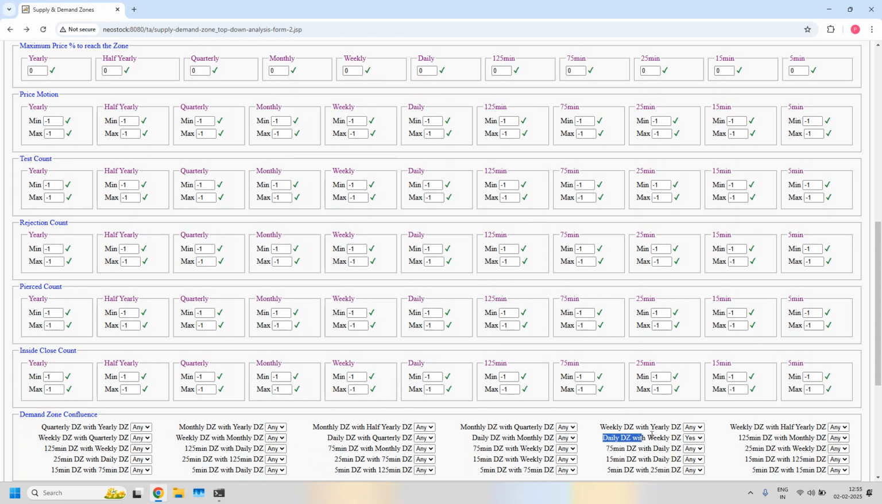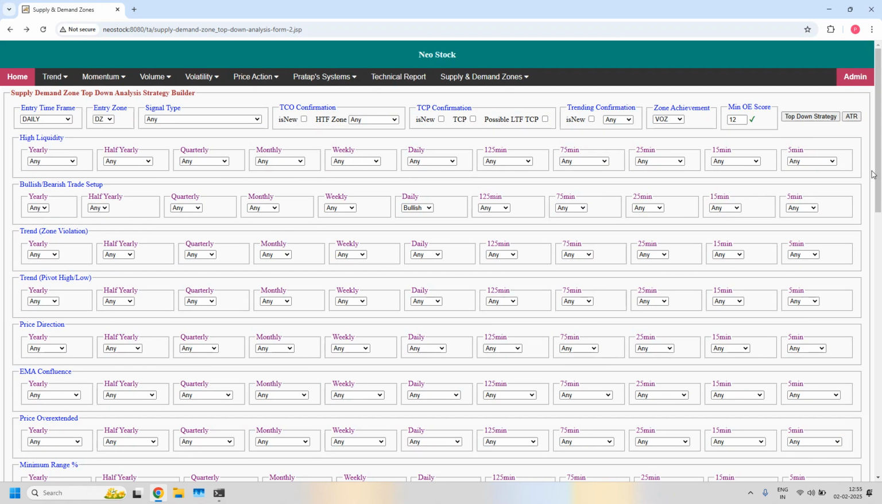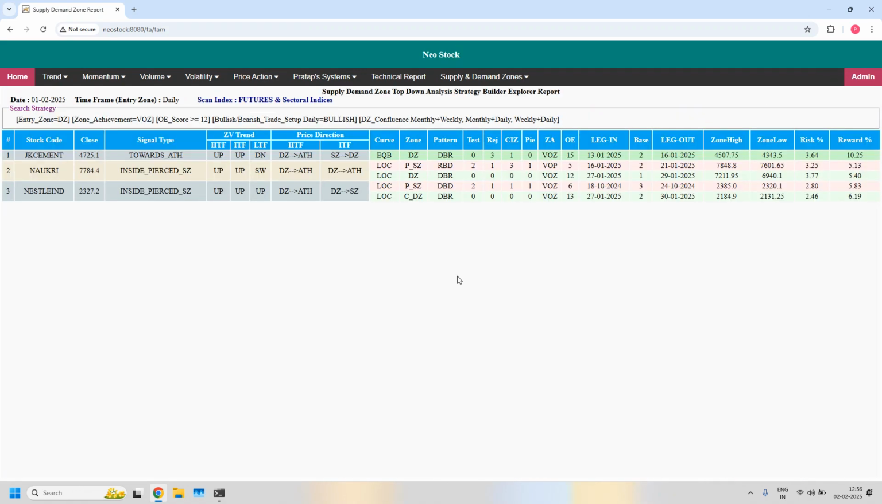First filter is already set in the previous report. Second filter, daily demand zone with monthly demand zone confluence. Third filter, weekly demand zone with monthly demand zone confluence. With all the 3 filters, LTF, ITF, and HTF demand zone confluence, we got 3 stocks.